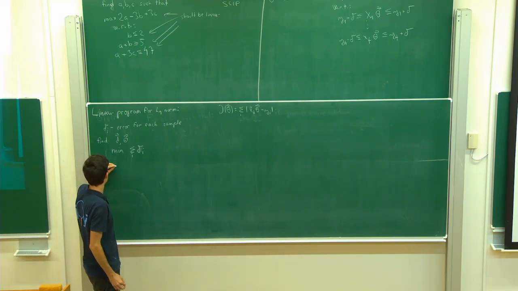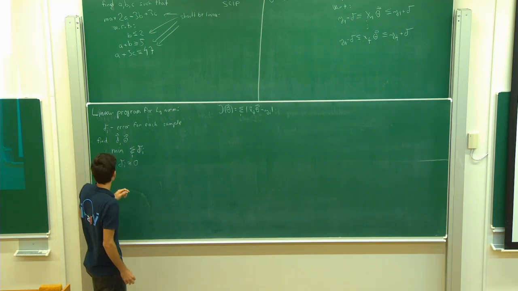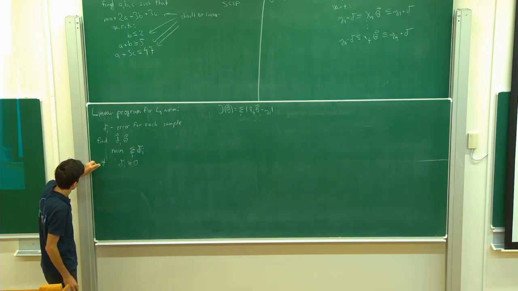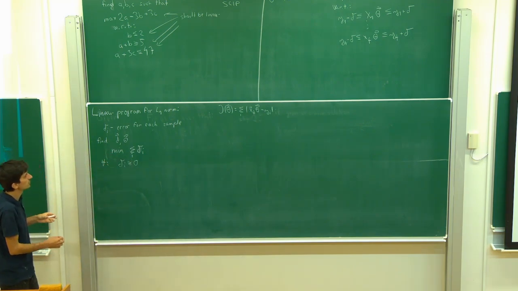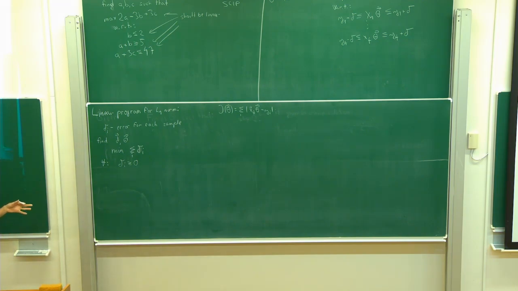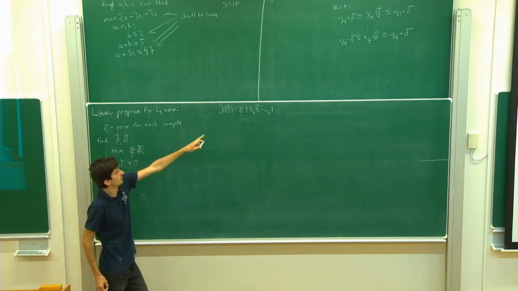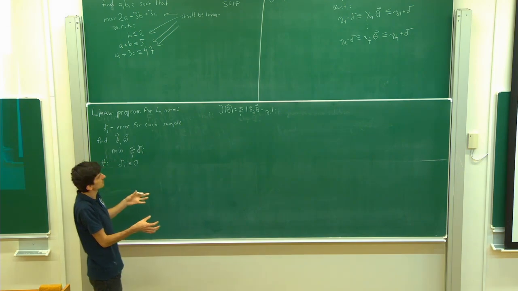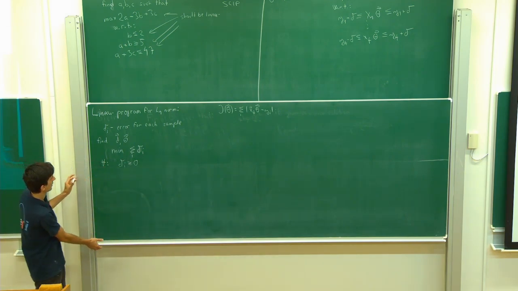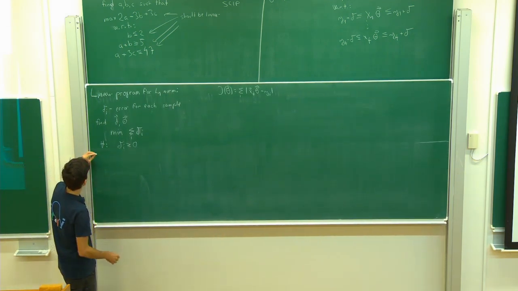We also require that each error is a positive one. And we do a little trick with absolute value, because it's not a linear function, but it can be solved with a couple of inequalities. And it looks basically like this.